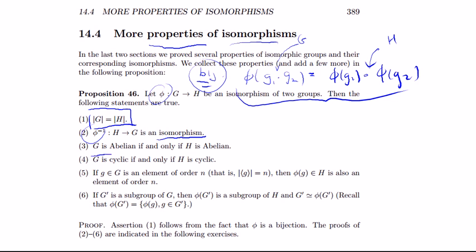Two isomorphic groups, they both must be abelian, or neither one is abelian. That makes sense. We showed that in the last section. They both must be cyclic, or neither one is cyclic. So cyclic groups are only isomorphic to cyclic groups. Here's something new, which is quite important.